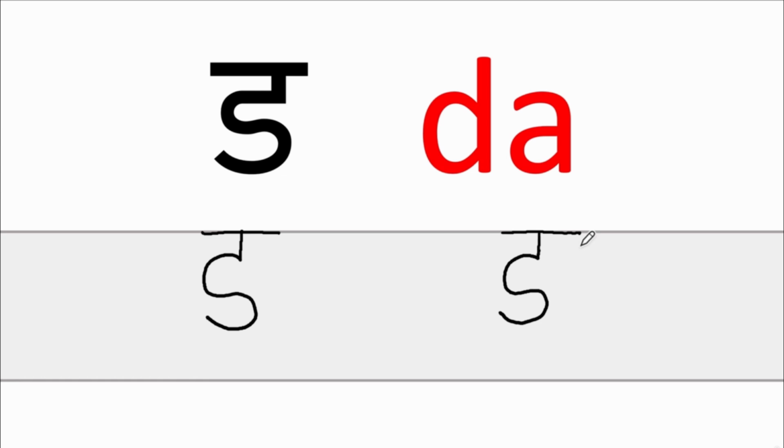As I have told you in part 1 of lesson 2, there is a consonant which is similar to nga. So the consonant da is similar to the consonant nga of the first line. The only difference here is that this consonant is without any dot, whereas nga has a dot in it. Now let's move further.